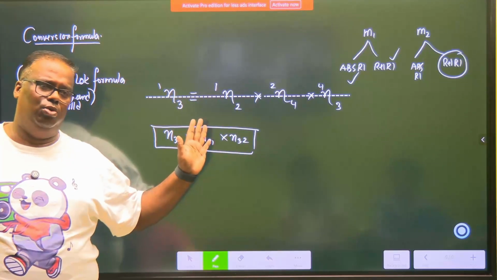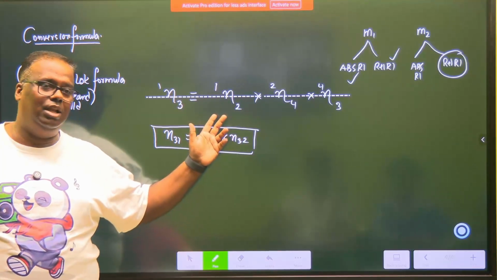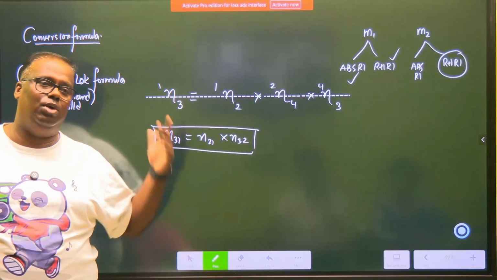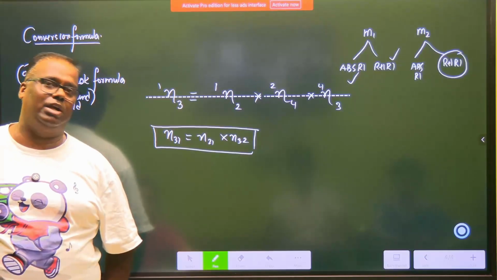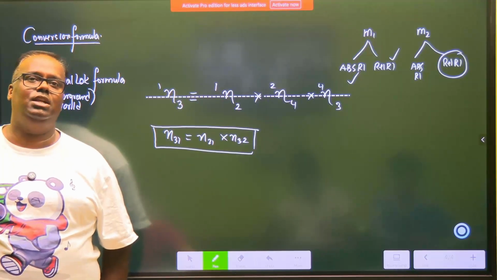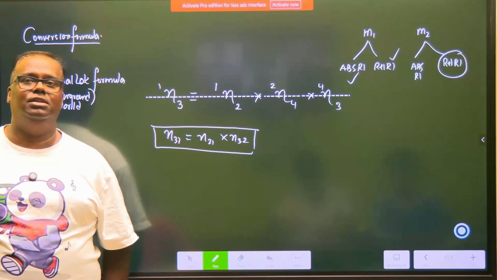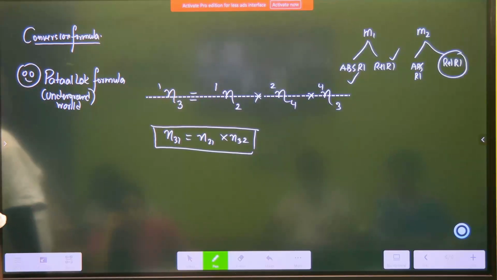Any issues? Tell me. If there is no issue, then I will stop the screen and we will start solving problems on refractive index. Amish, did you understand how to apply? Yes, sir.